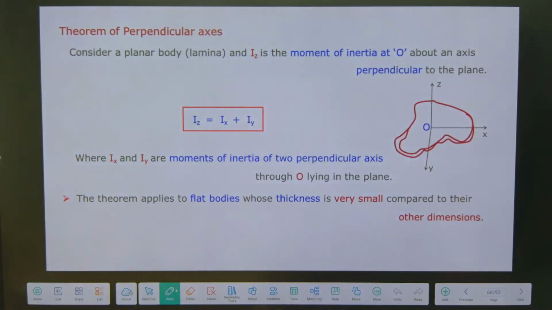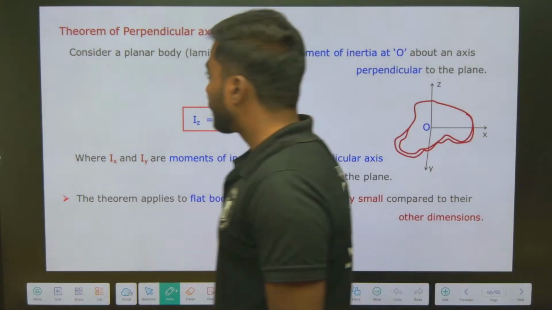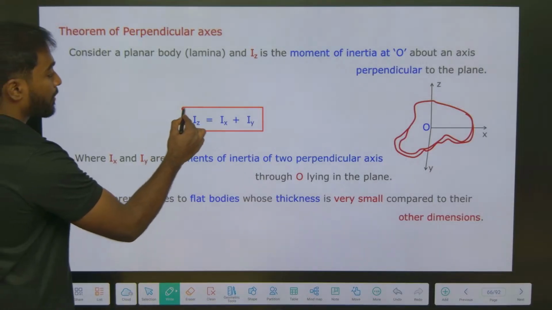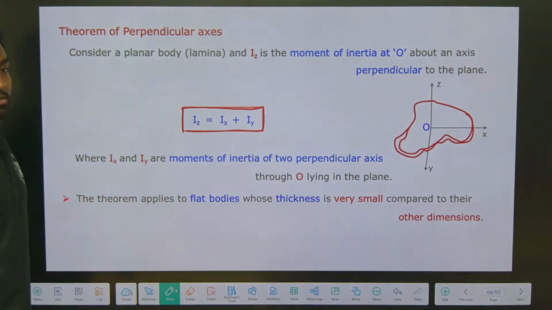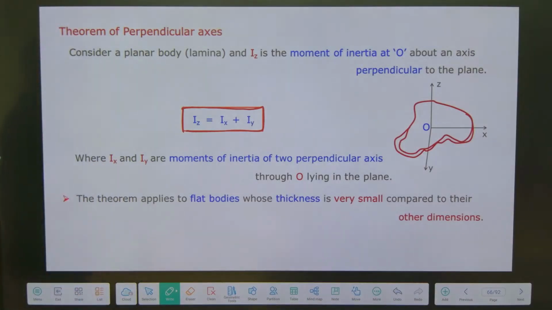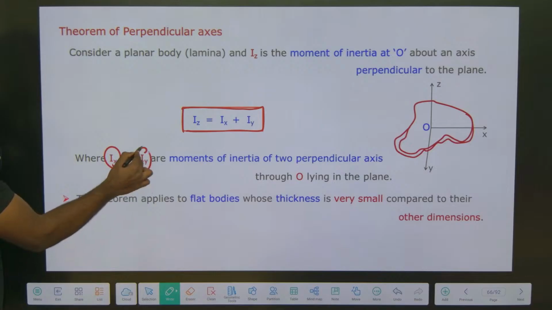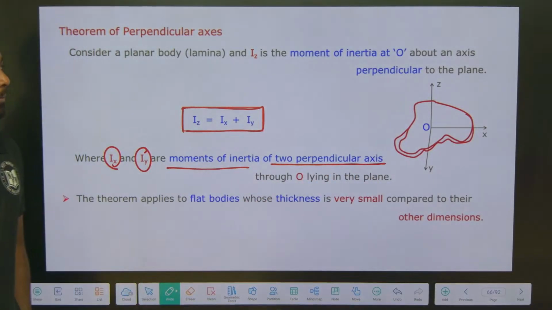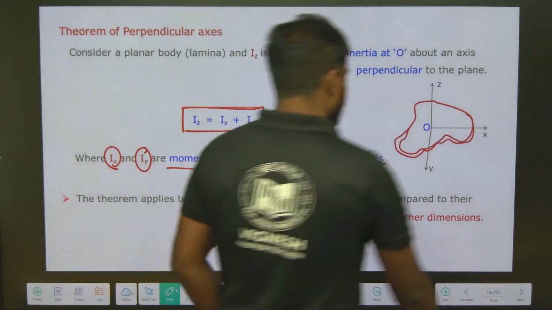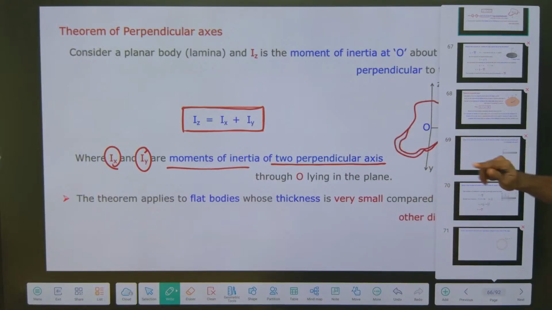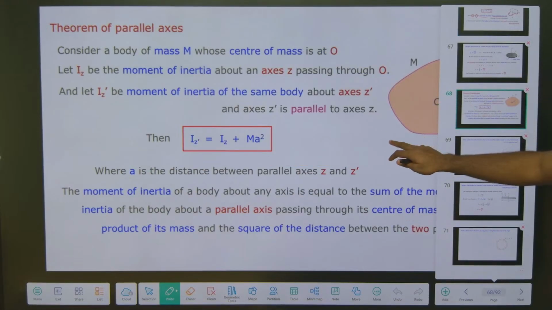So we will see some theorems: the theorem of perpendicular axis and the theorem of parallel axis. The formula is that the moment of inertia about the z-axis equals the sum of the moments of inertia about the x-axis plus the y-axis, where Ix and Iy are the moments of inertia about two perpendicular axes. So this is the formula for the first one, the perpendicular axis theorem. The second one is the parallel axis theorem.